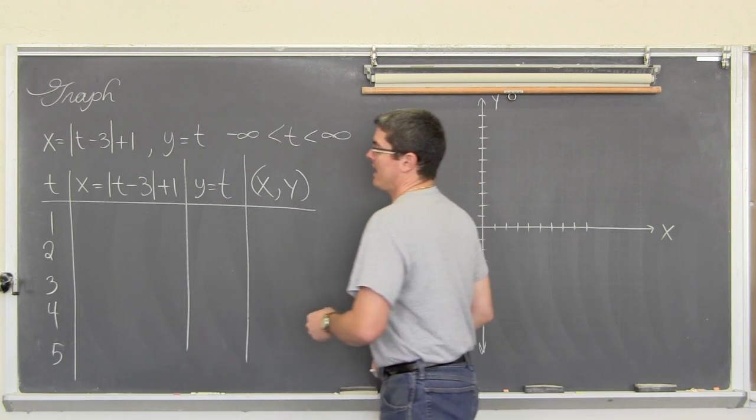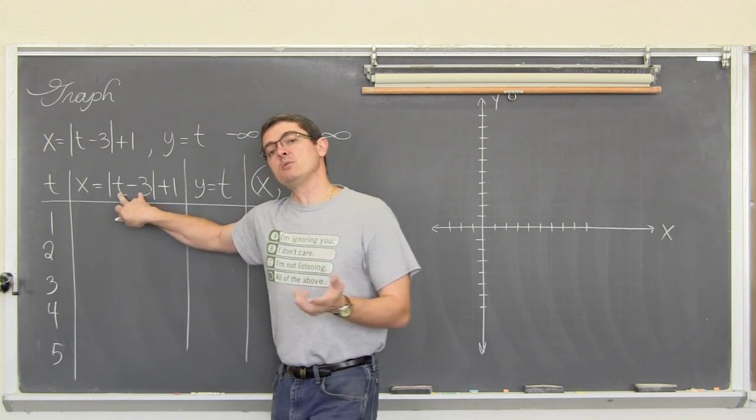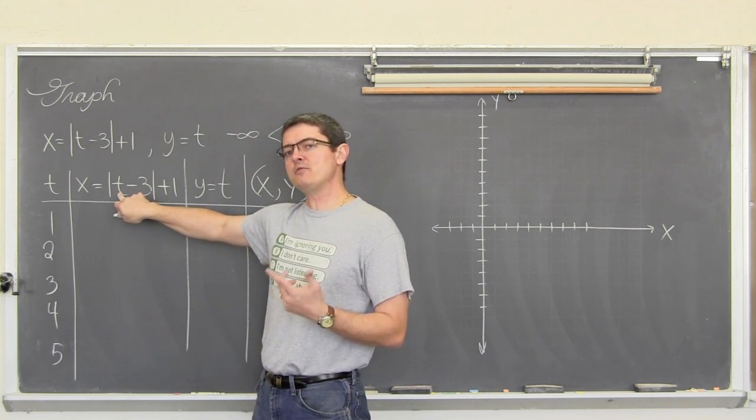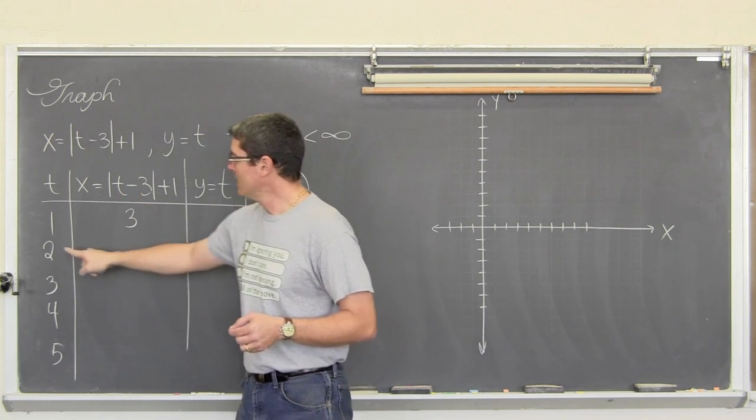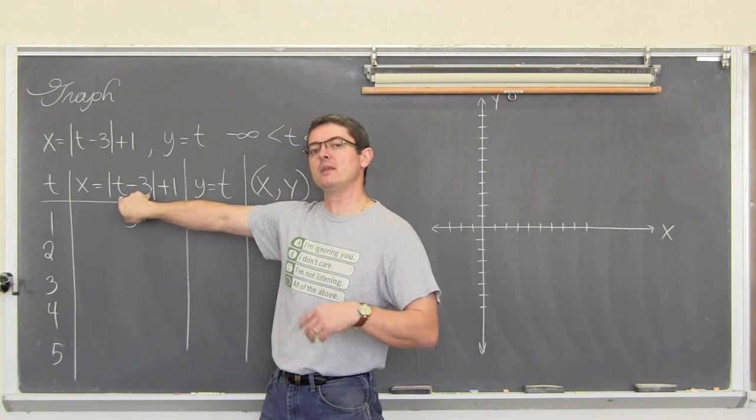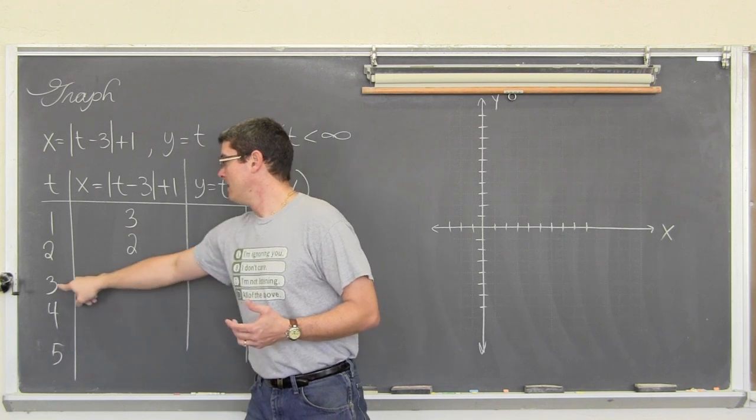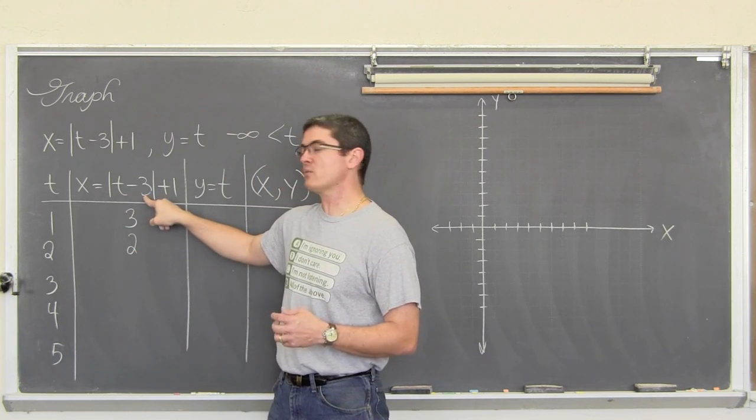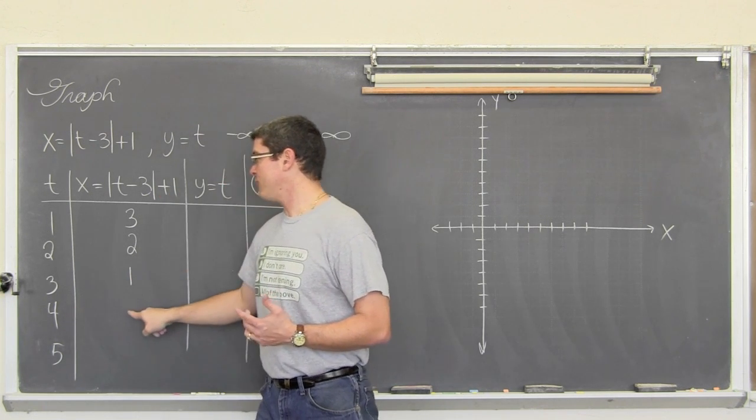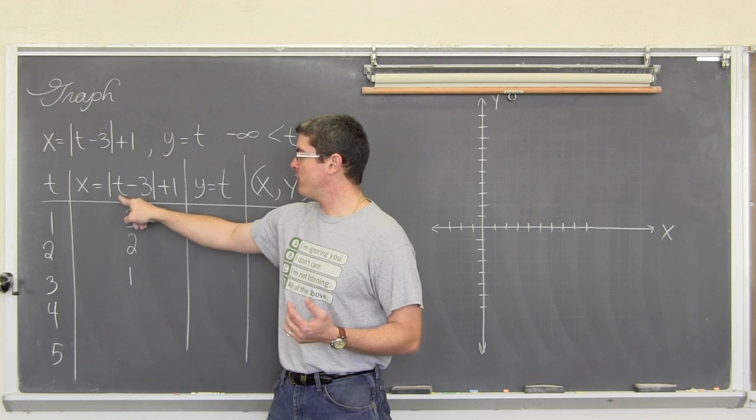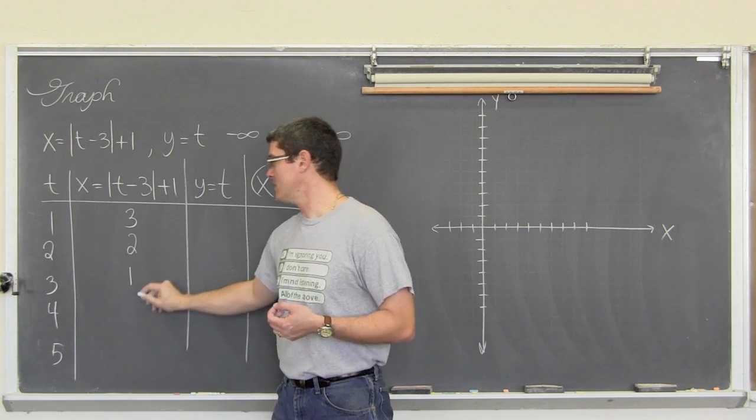table. Okay, so we're going to plug in 1. So 1 minus 3 is equal to -2. The absolute value of -2 is +2, plus 1 is equal to 3. Put in 2. 2 minus 3 is -1. The absolute value of -1 is 1, and 1 plus 1 is equal to 2. For 3, we plug in 3. 3 minus 3 is 0. Absolute value of 0 is 0, plus 1 is 1. And now 4, well, 4 minus 3 is 1. The absolute value of 1 is 1, plus 1 is 2.